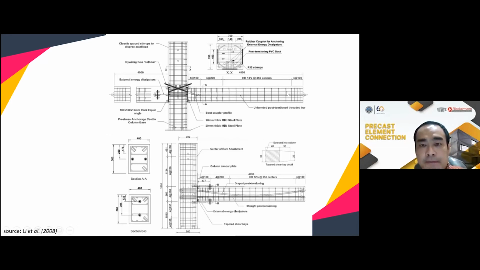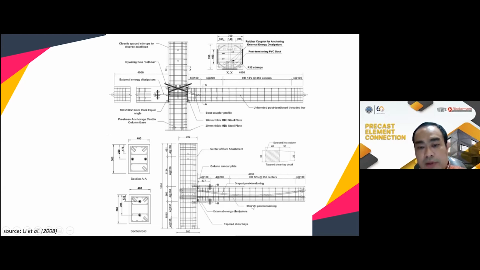These are the drawings of their specimens. As we can see, this is the drawing in the east-west direction. In the east-west direction, they tested an interior beam column joint with unbonded post-tension bars and diagonal fuse bolt bars. To add energy dissipation capacity, they introduced external energy dissipators. So they put the energy dissipators externally, instead of internally inside the beam.